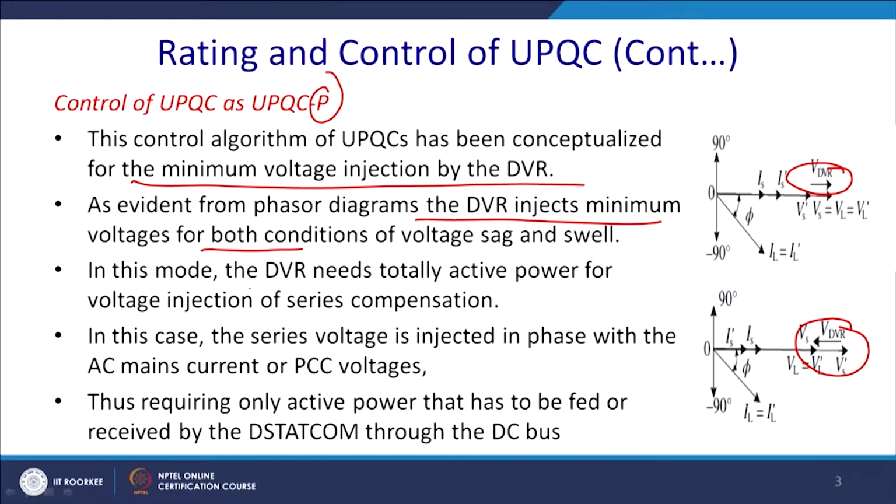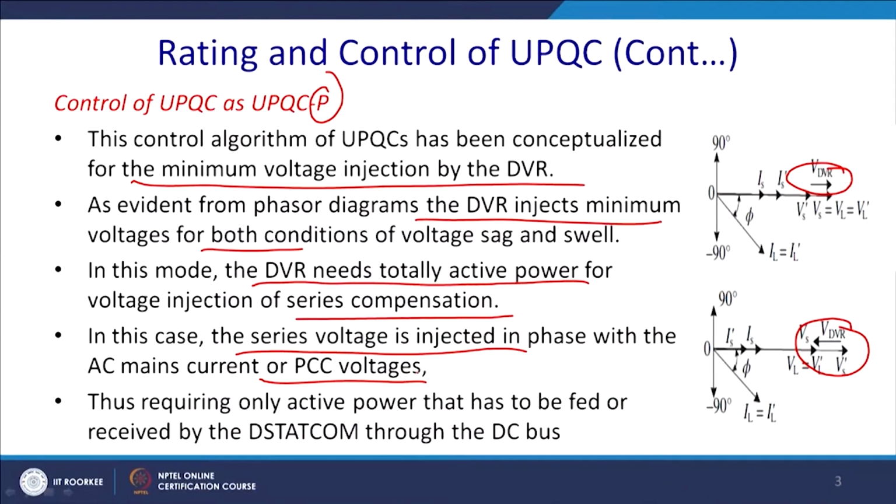In this mode, the DVR needs active power for the voltage injection for series compensation. So, what will happen? It will take active power from the system. In this case, the series voltage is injected in phase with the AC mains current at the PCC. Generally, current flows to the shunt path and is supplied to compensate the voltage in case of the sag operation, and the reverse happens in case of the swell operation.